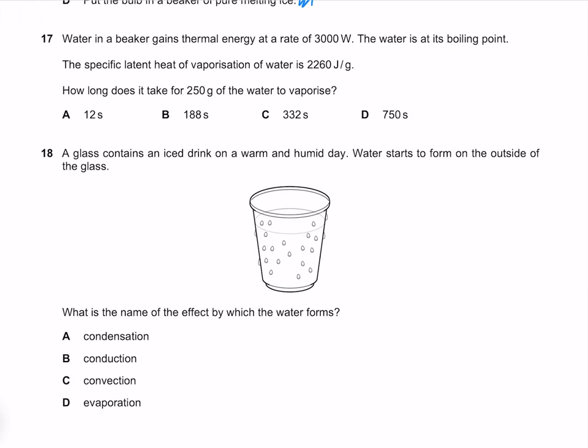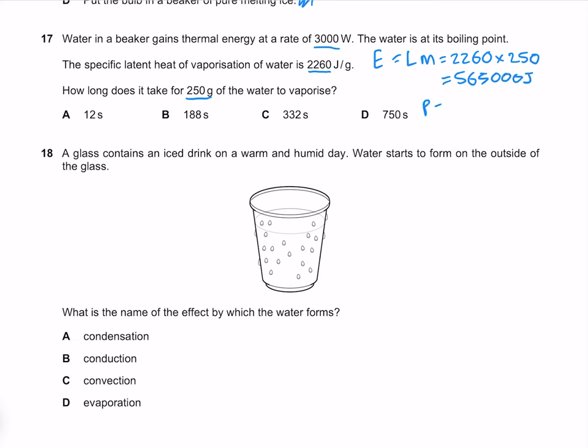Water in a beaker gains thermal energy at a rate of 3000 watts. The water is at its boiling point. The specific latent heat of vaporization of water is 2260 joules per gram. How long does it take for 250 grams of the water to vaporize? The energy required is going to be our latent heat multiplied by the mass, where our latent heat is 2260 and our mass is 250 grams, which gives me 565,000 joules.